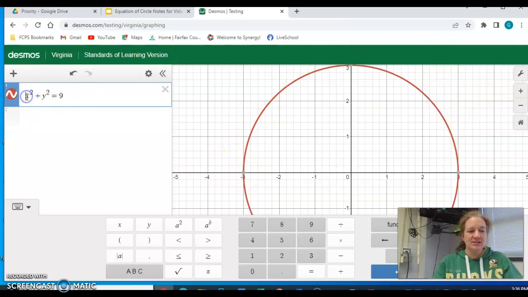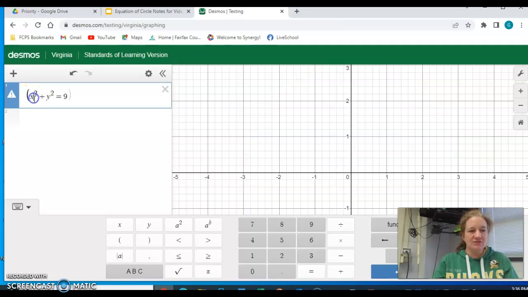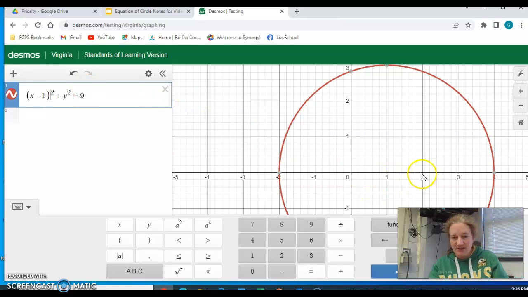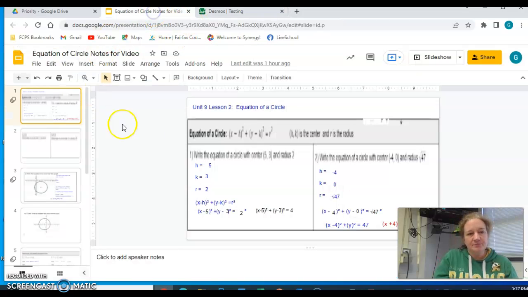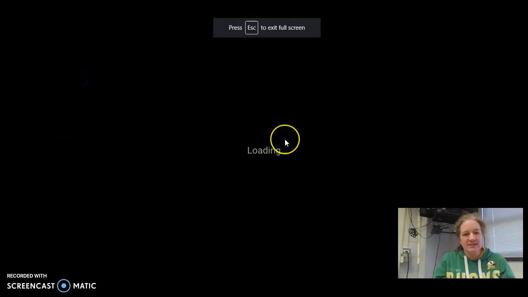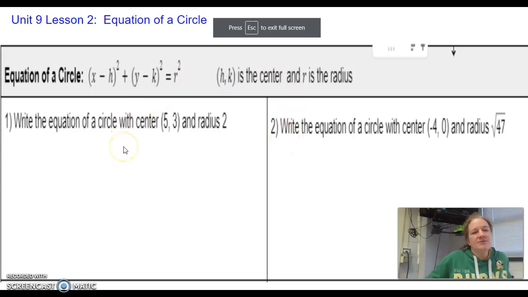Now if I change this, and let's say I shift my center over 1, look what happens. Now the center is no longer at the origin. It's now at (1, 0). And I can prove that. 1, 2, 3. My radius is still 3. If I start at (1, 0) and I go up, 1, 2, 3, and I could go down 1, 2, 3. Okay, so that's how this formula works. Kind of nice.